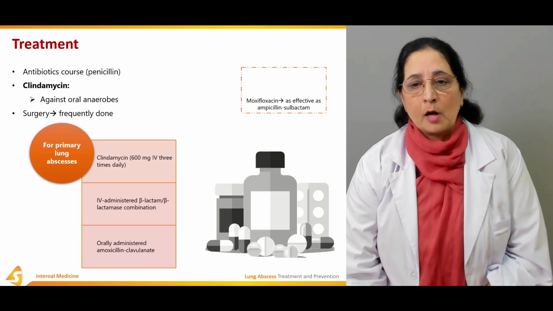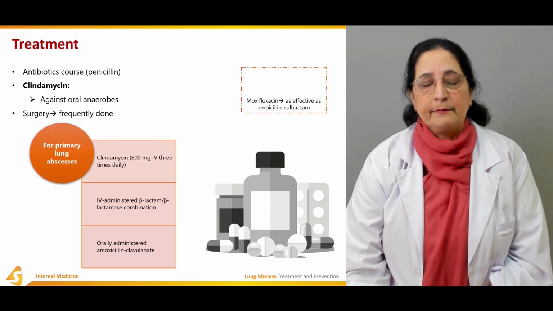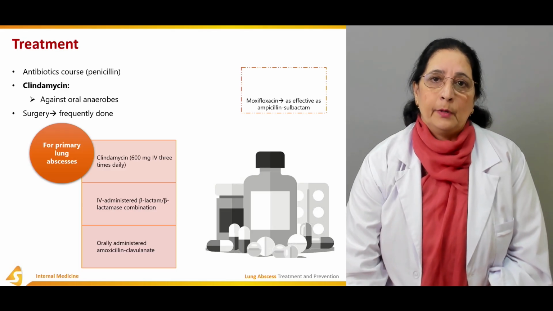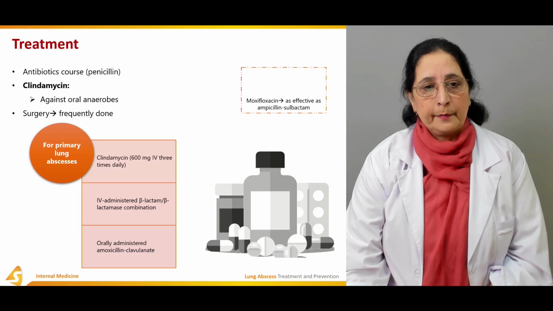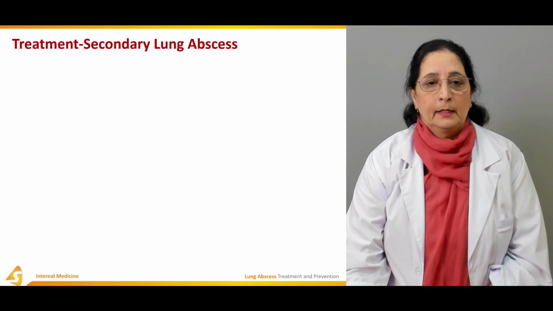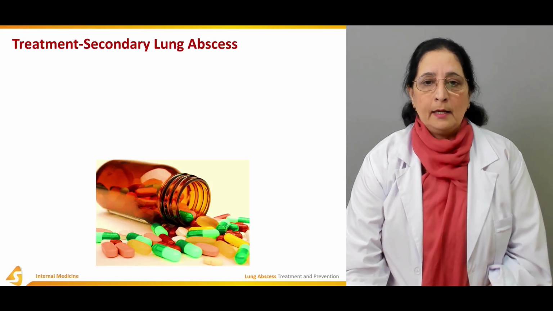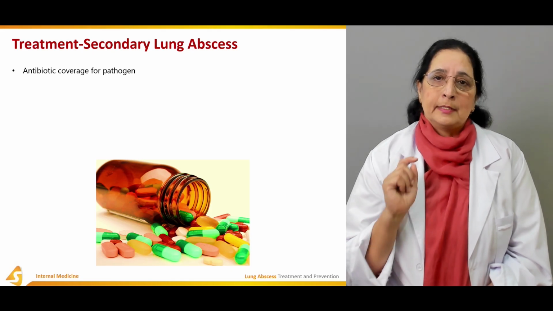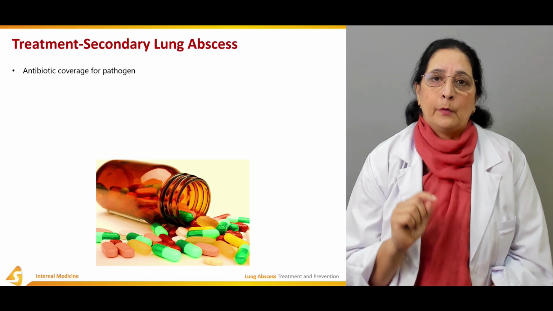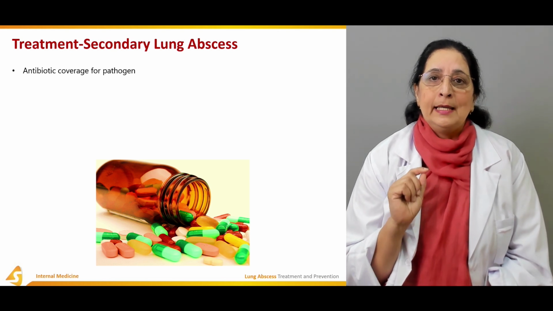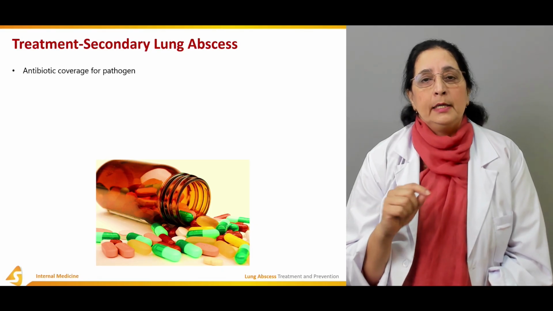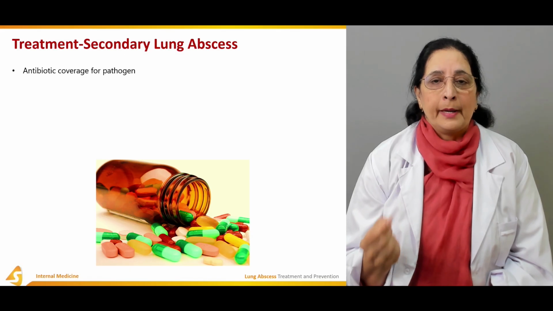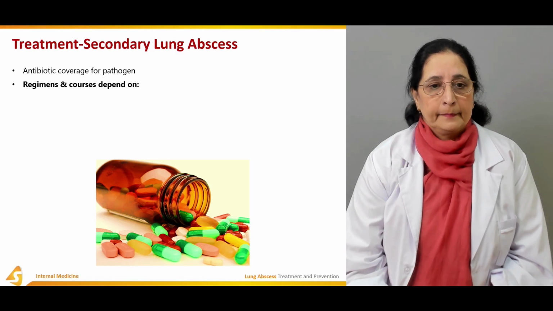And then we can use moxifloxacin, which is as effective as ampicillin and sulbactam. So different antibiotics are effective against the primary lung abscess. Then treatment of secondary lung abscesses, antibiotic coverage for the pathogen. For secondary lung abscess, it's important that we treat the underlying cause for the complete recovery of the patient. So antibiotic coverage for the pathogen is done.